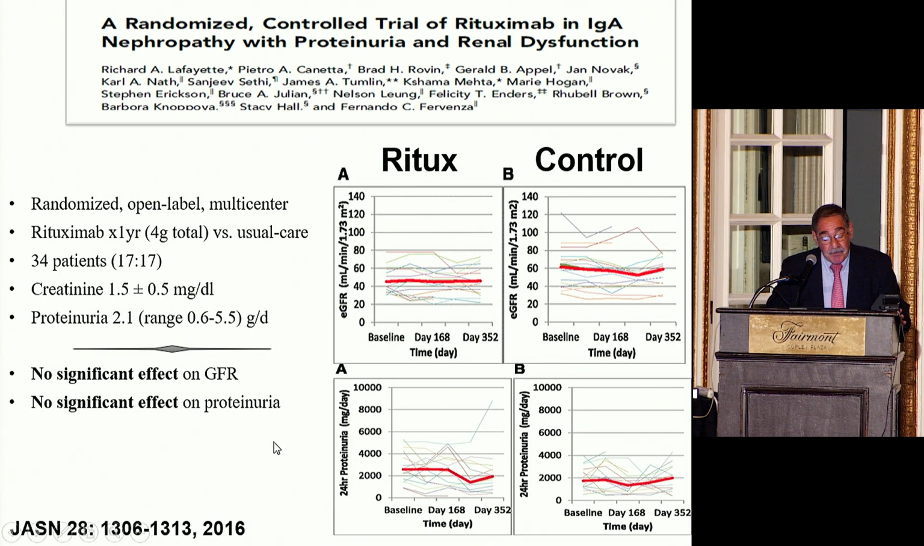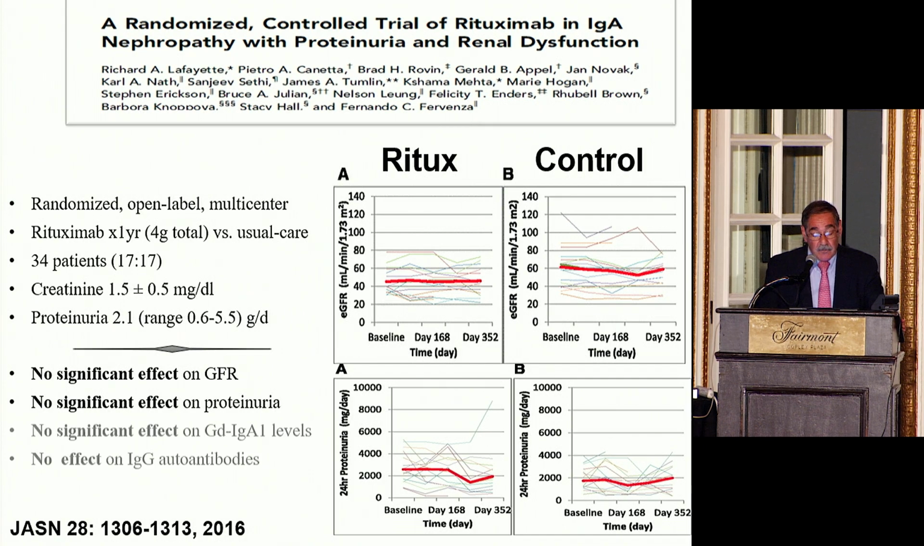But again, it was a group here that had a creatinine of 1.5. The proteinuria was significant in this. Maybe it was the population that wasn't right. Does it mean rituximab will not work in anybody? Well, it didn't work at a year in these patients. That's all we could say.